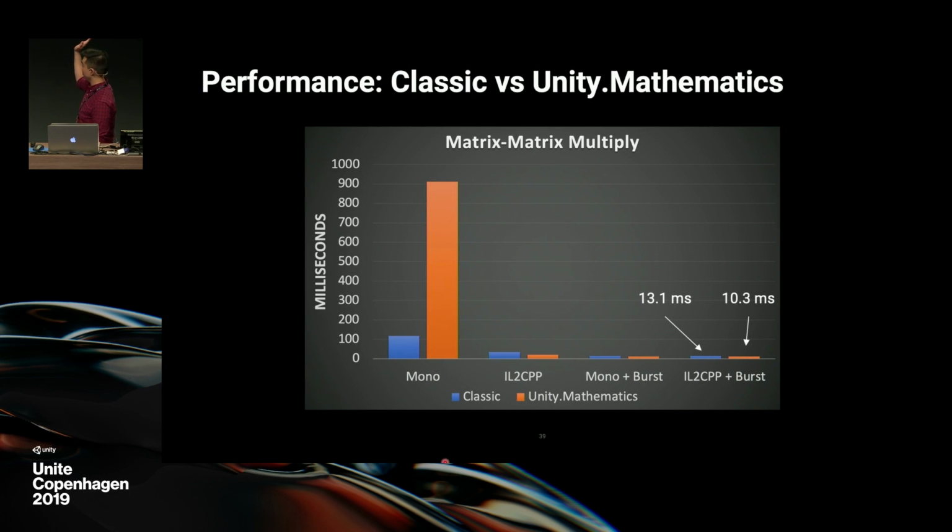At this point, just ignore mono for Unity Mathematics. That's not what Unity Mathematics is built for. But we finally get to a point where Unity Mathematics is now handily beating classic Unity when you use Burst. Classic Unity is 13.1 milliseconds. Unity Mathematics is at around 10. So it's a big enough difference. You'll still probably never notice in your game, though.